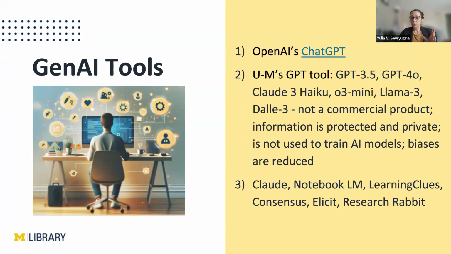The good thing about this tool is that they really try to reduce biases. They ensure that results are not shared with any third party, that information is protected, private, and is not used to train any AI models. So there is additional trust in using that tool as compared to some commercial tools. And we also found that some students used Claude, Notebook LM, Learning Clues, which is also our local tool developed by one of my collaborators, and Consensus, Elicit, and Research Rabbit.